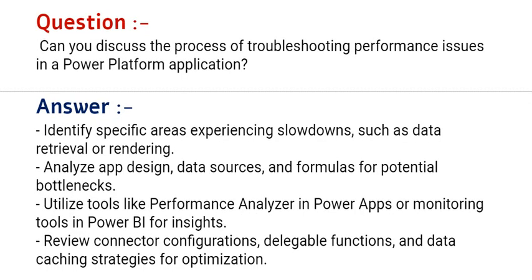Our next question is, can you discuss the process of troubleshooting performance issues in Power Platform applications? Your answer should be, identify specific areas experiencing slowdowns such as data retrieval or rendering, analyze app designs, data sources and formulas for potential bottlenecks, utilize tools like Performance Analyzer in Power Apps or monitoring tools in Power BI for insights, review connector configurations, delegable functions and data caching strategies for optimization.